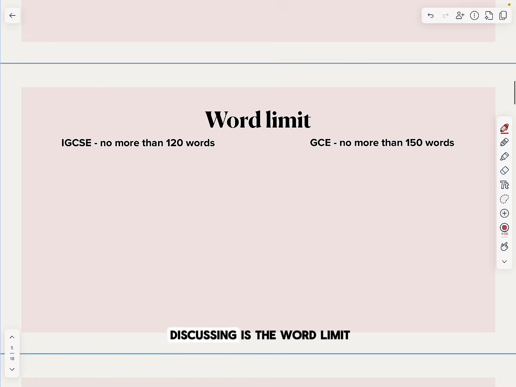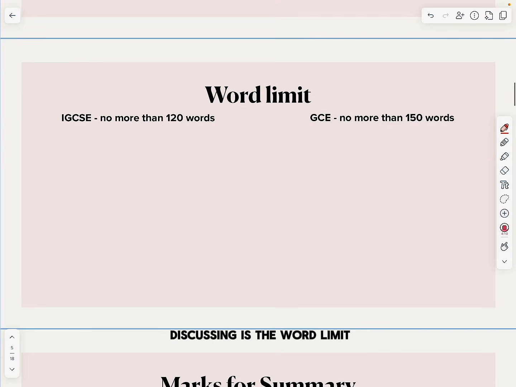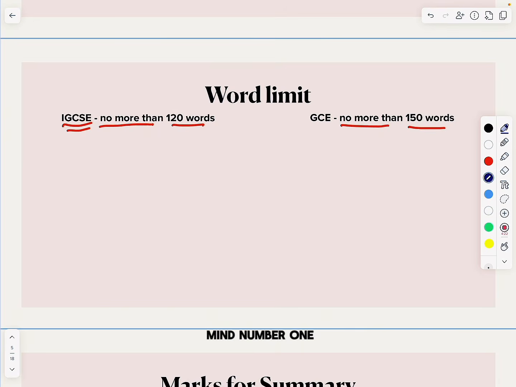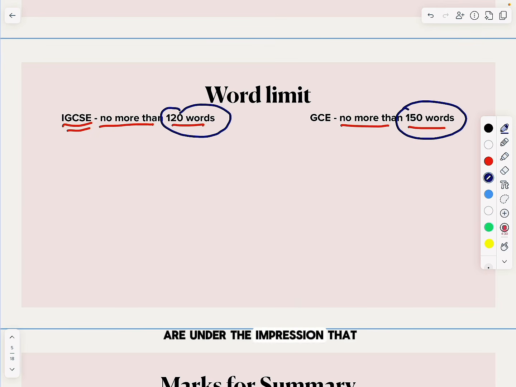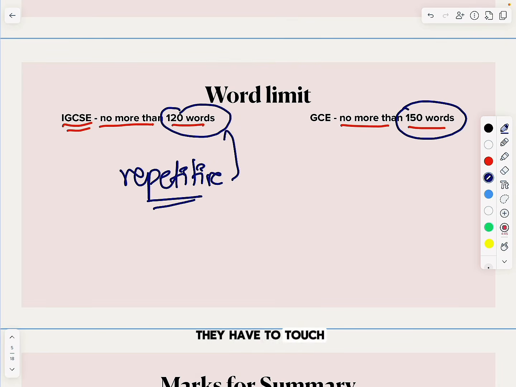All right. So now what we're going to be discussing is the word limit. The IGCSE exam paper says no more than 120 words, and GCE says no more than 150 words. There are a couple of things that you have to keep in mind. Number one, the 120-word limit or the 150-word mark does not have to be hit, which means that there are some kids who are under the impression that they have to extend or prolong their summary and, of course, become repetitive in the process. So what I'm saying is that there are some kids that end up being repetitive. Why? Because they feel like they have to touch these word limits, but that's not entirely true.